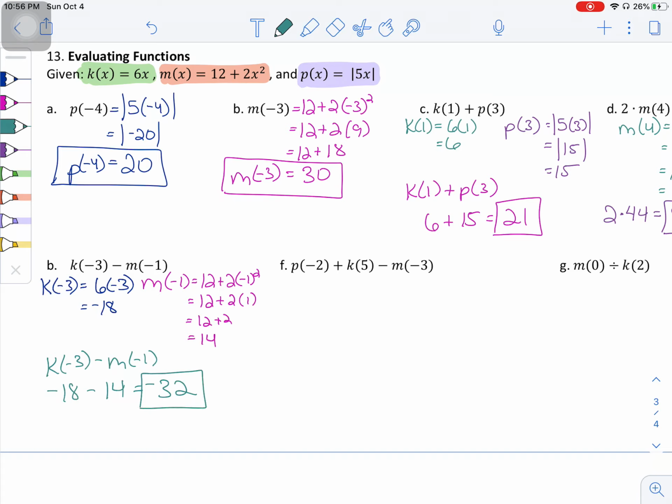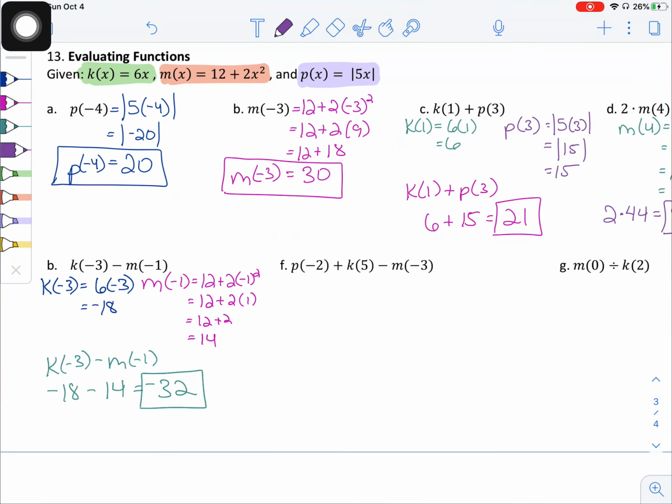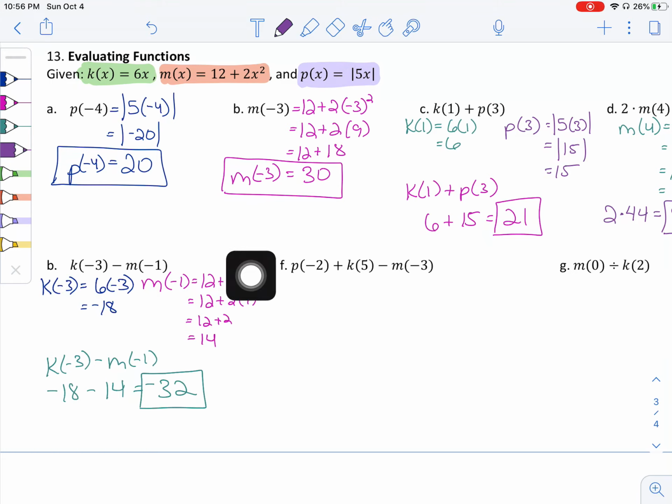Okay. All right, if we keep moving on. So this expression right here has 3 different function calls. So be careful that you make sure you do all 3 of them. So if we do p of negative 2 first, this is the absolute value of 5 times negative 2. So that's going to be the absolute value of negative 10, which is just 10. All right, so that one's done.